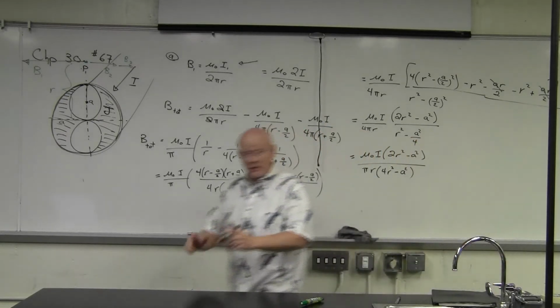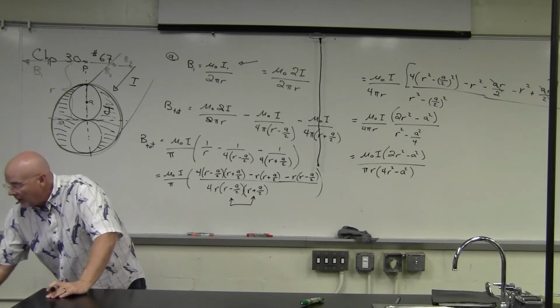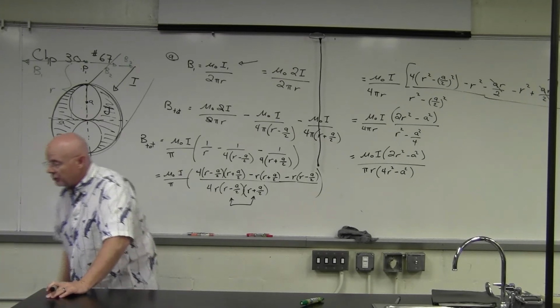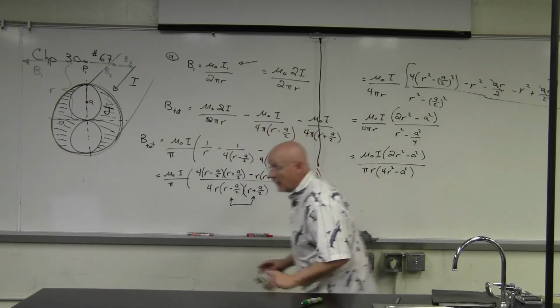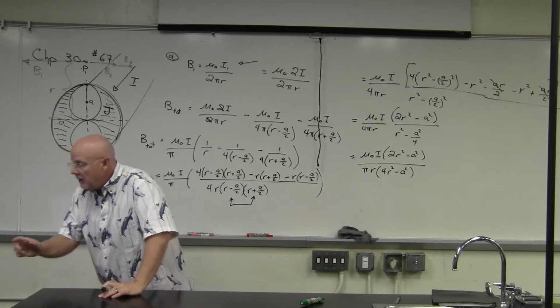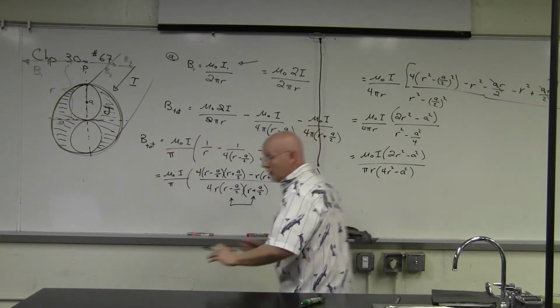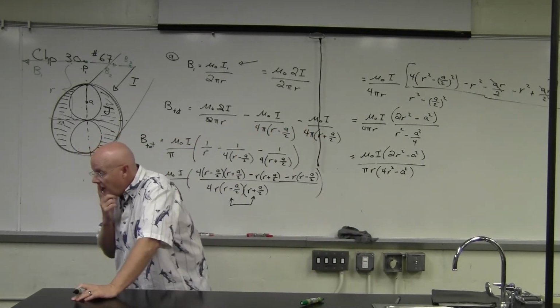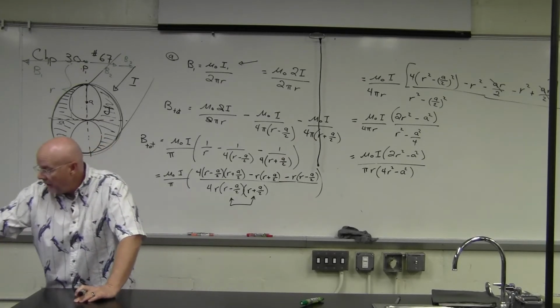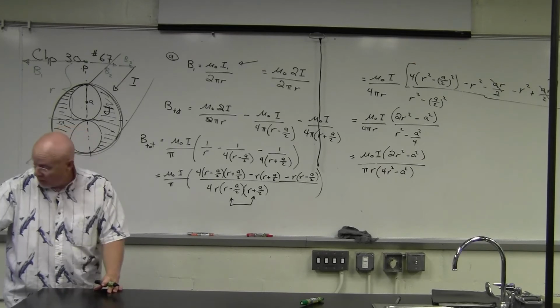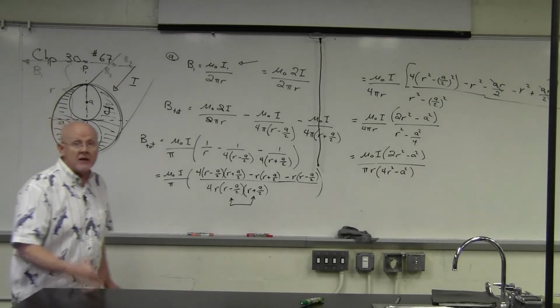In fact, I'm going to use this as an opportunity to say, okay, what did they get for the solution? And so they've got the mu naught, the I, okay, good. They've got the, where'd it go? They got the pi over r, okay, good. Pi over r. Then in the numerator, they got a 2r squared minus an a squared, good. And then the bottom, they got a 4r squared minus an a squared, yay! And then they say to the left.